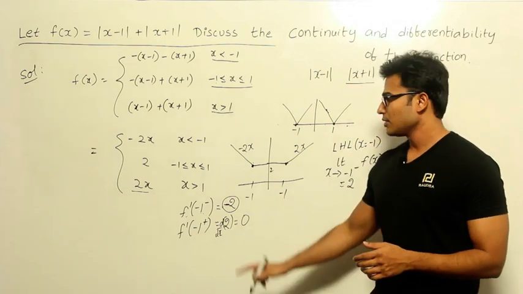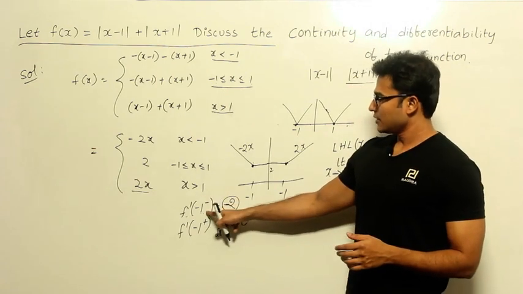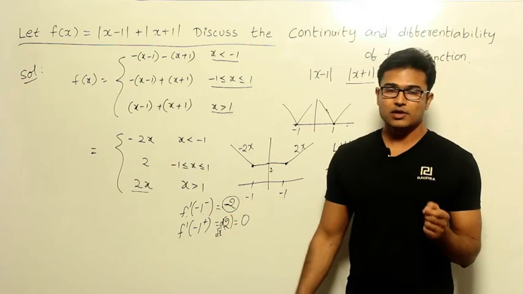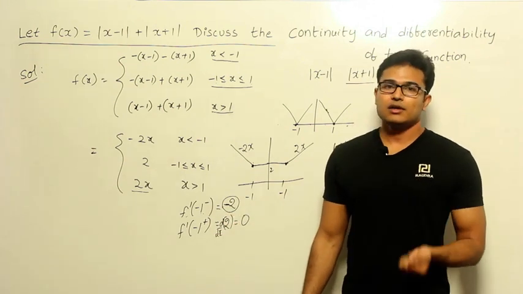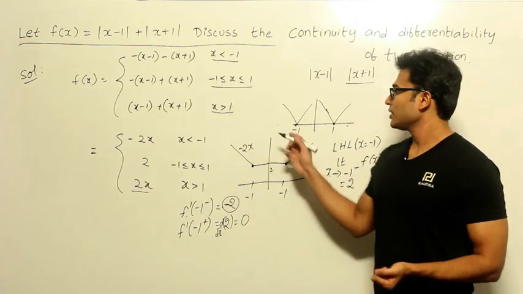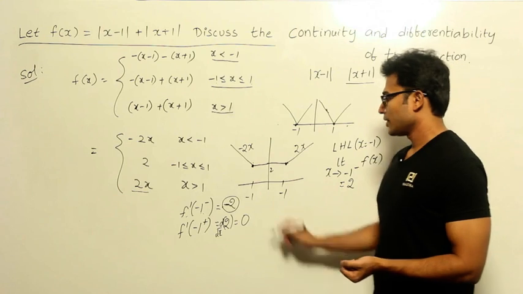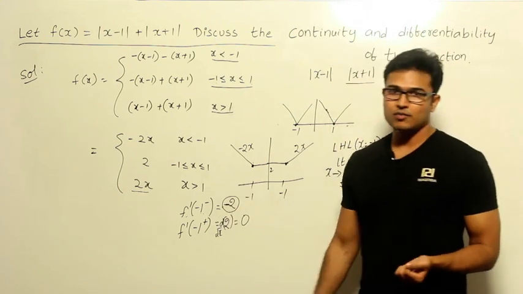Now what do you understand? The left derivative is minus 2 and the right derivative is 0. Therefore at minus 1 it is not differentiable or derivable. So clearly it is true. Why? Because it is the corner point, right? So therefore we can say that it is not derivable at that point.